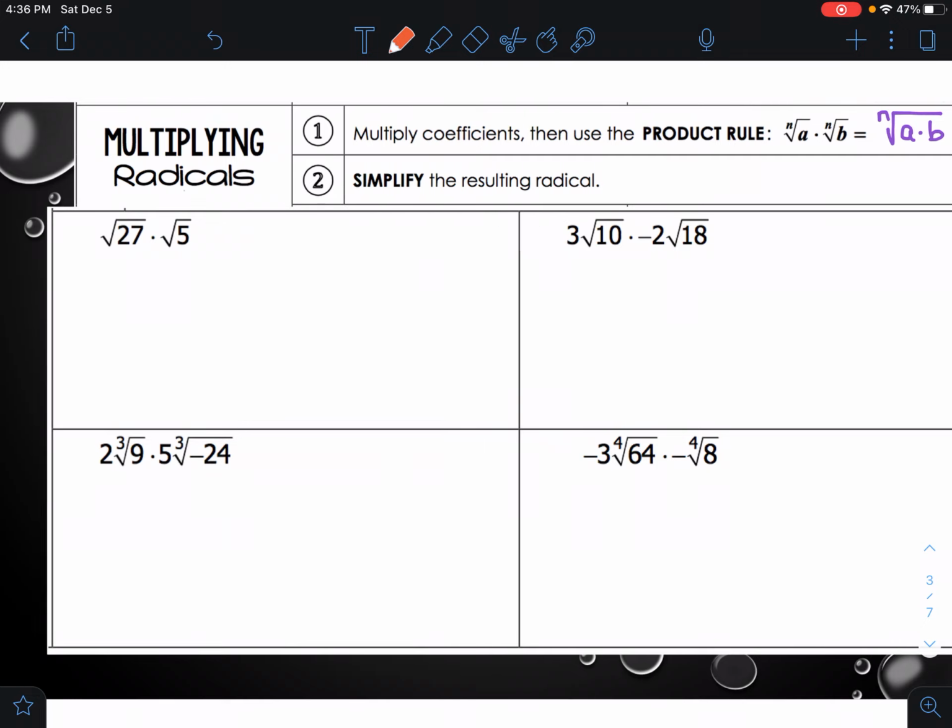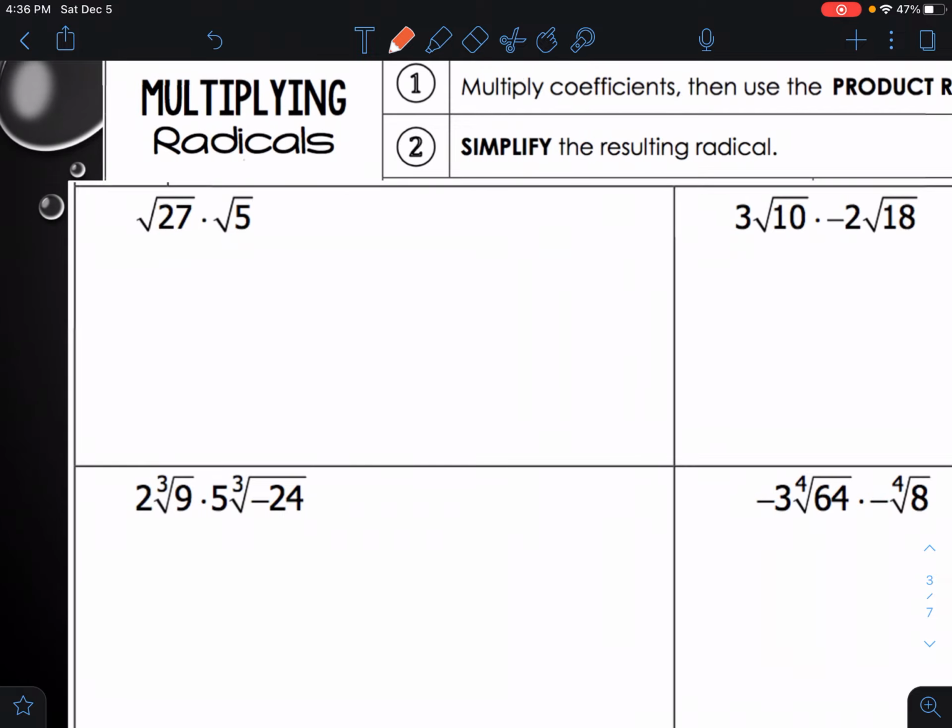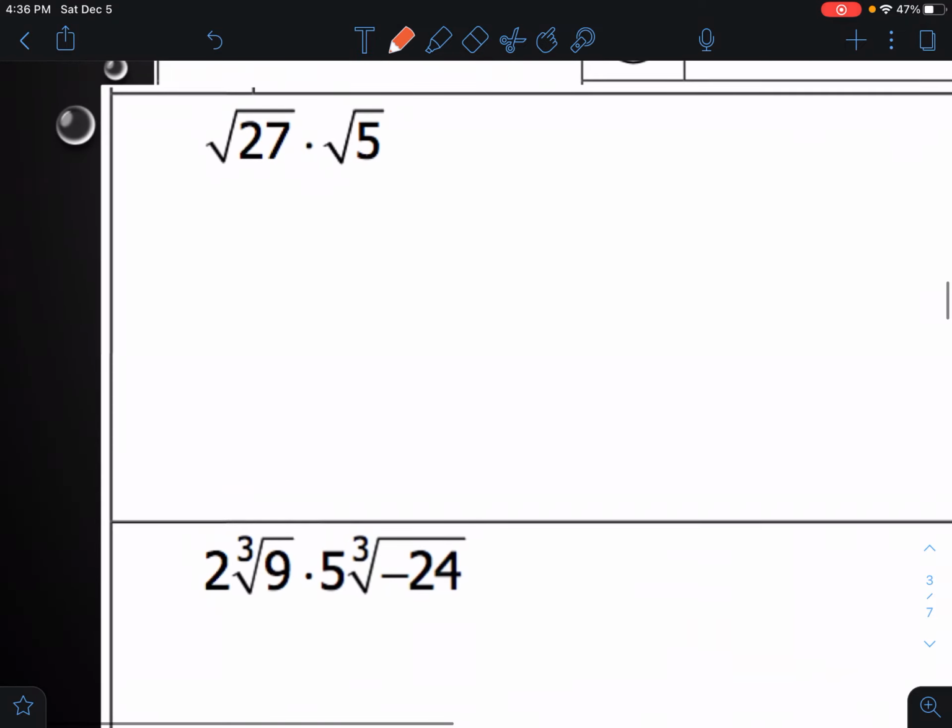In other words, break it apart again and put it into simplest radical form, using the perfect radical and then the stuff that's left over. So we'll do a couple of these problems on this page. The coefficients in front are 1, so there's nothing to do there. 27 times 5 then is 135. That's what I just did, multiply 27 and 5.